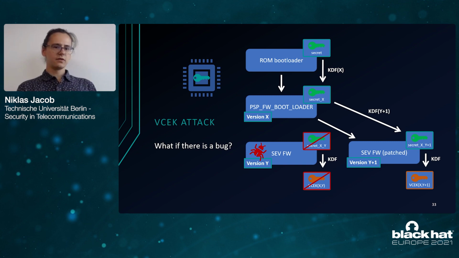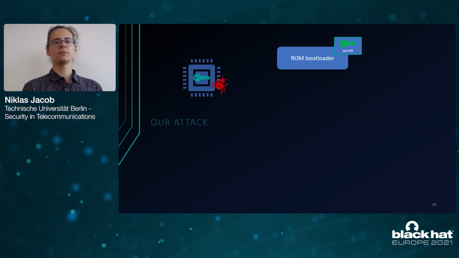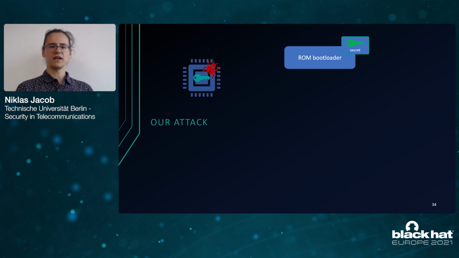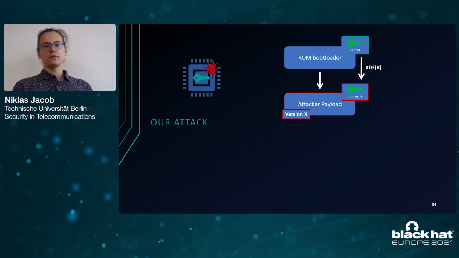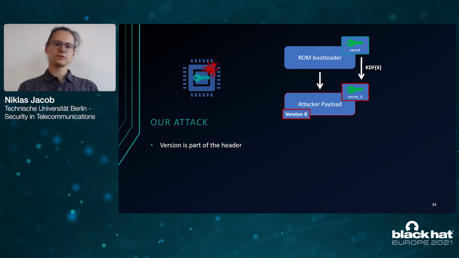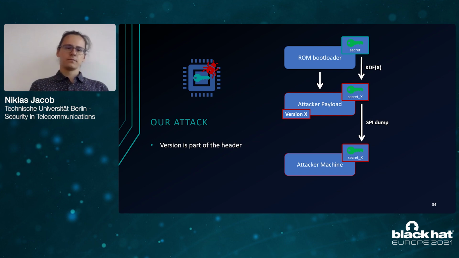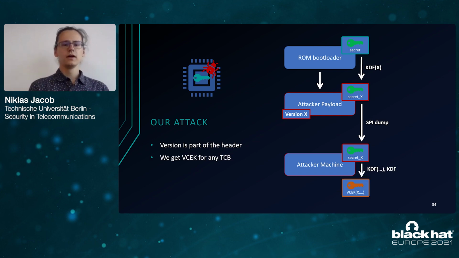This is a nice system for allowing updates to firmware components, but what if the vulnerability is actually part of the hardware, not of a software component? You recall in our attack, we are able to execute a payload directly after the ROM bootloader, and the ROM bootloader will pass a secret with some version encoded directly to our payload. And we can actually choose this version because it's part of the header of the payload that we sign with our custom key. What we can do now is dump this secret to our attacker machine and generate any versioned chip endorsement key from that secret.